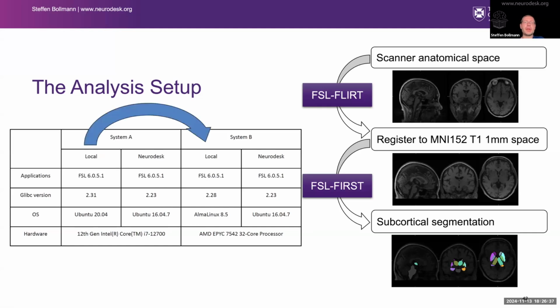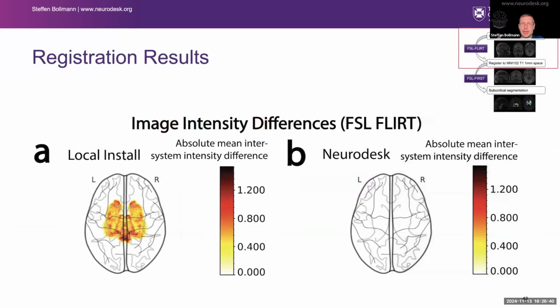So of course, we compare these different systems. Now let's see what happens. So the first thing is image intensity differences. We were able to replicate the problems from the paper. So if you have a local installation with two different glibc versions, then you get different results.